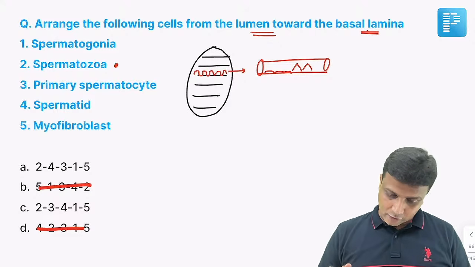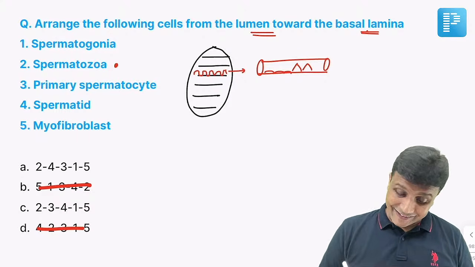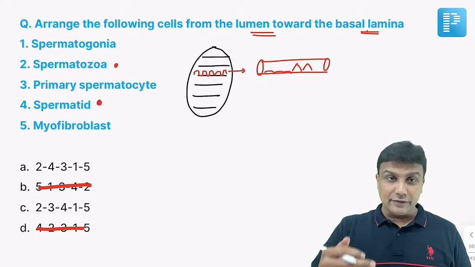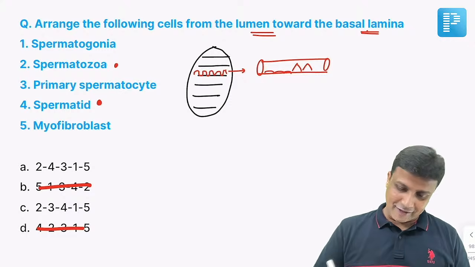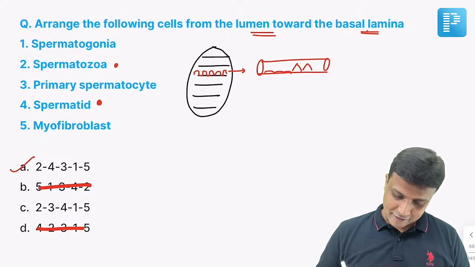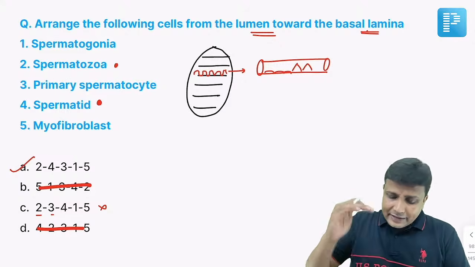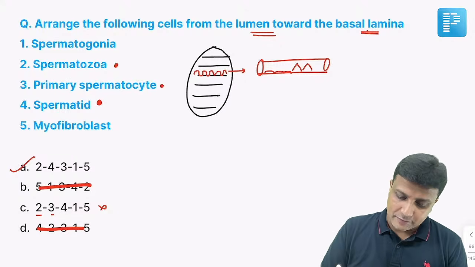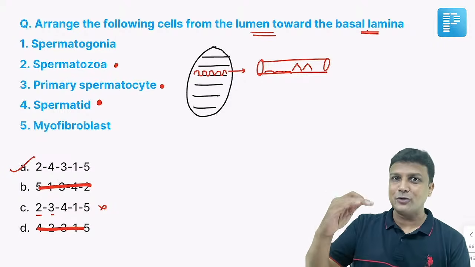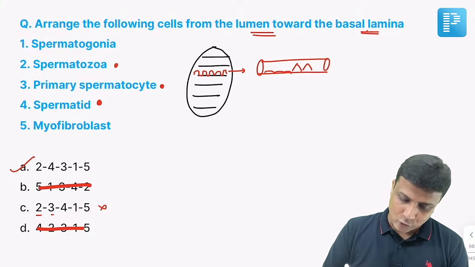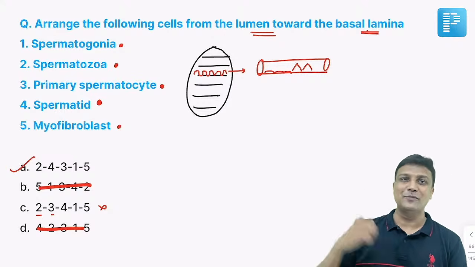And after that, whatever is given here, it should be spermatid. Why? Because spermatid will undergo structural changes to form the spermatozoa. So after 2, the next one has to be the 4. So I think option A is the right answer here, because after 2 it has to be the 4. And then there will be the primary spermatocyte. Primary spermatocyte to secondary spermatocyte to spermatid. Then of course that is coming from spermatogonium cells, and then the myofibroblast. That is the right arrangement.